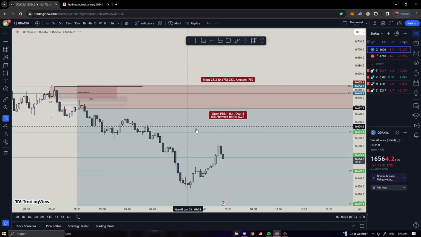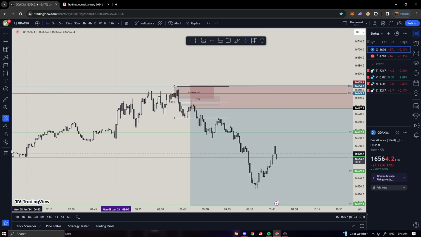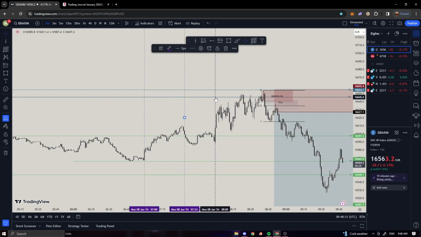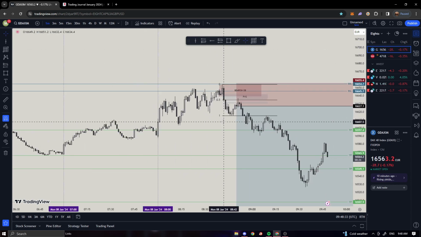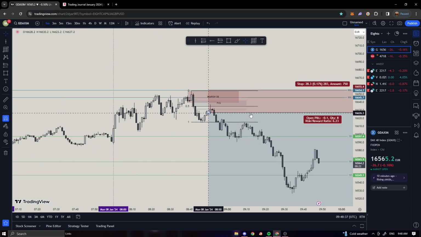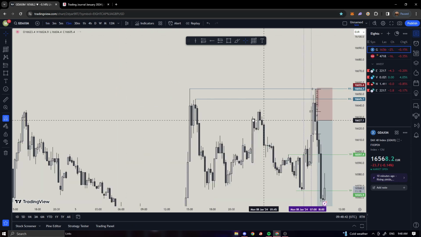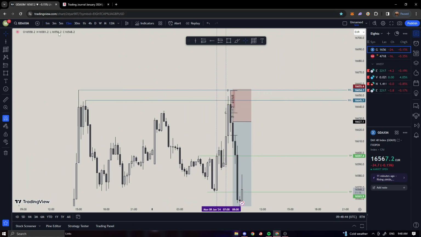So the first trade, I can hide this, yeah. The first trade was around here. Okay, so a 15-minute liquidity sweep over here, this liquidity sweep on this candle.